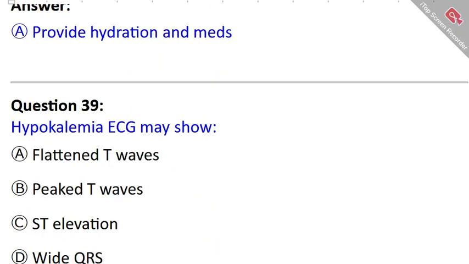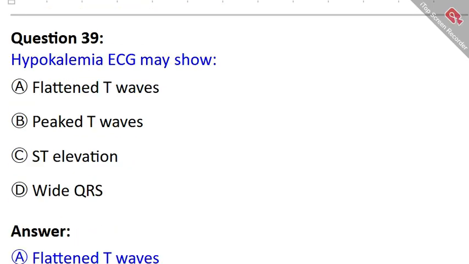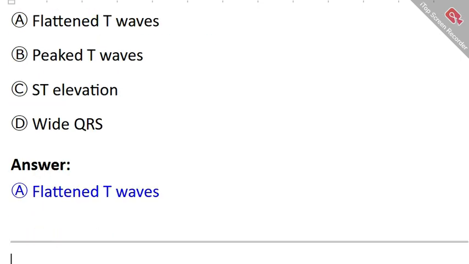Question number 39. Hypokalemia ECG shows. What does the ECG show when the potassium level is low? Read the four options. Pause the video for 3 to 5 seconds. Select your best choice and then reveal the correct option. The correct answer is option A, latent fever. Hypokalemia and ECG show latent fever.